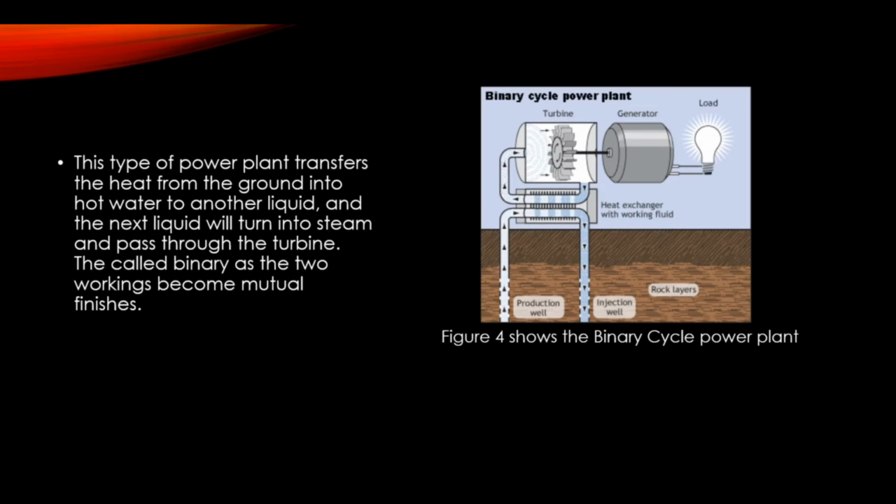This type of power plant transfers the heat from the ground, in the form of hot water, to another liquid, and the other liquid will turn into steam and pass through the turbine. It is called binary as there are two working fluids.